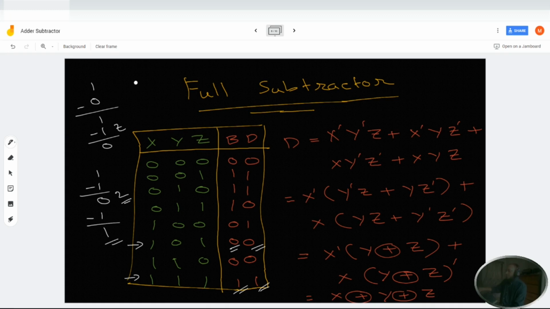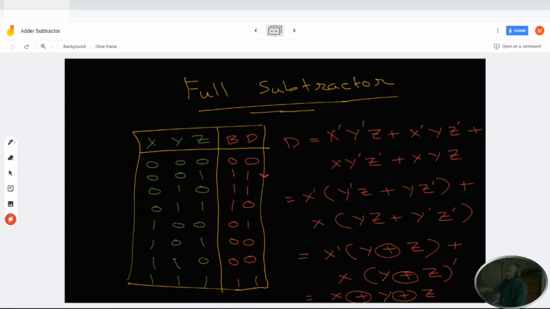Now let's see how we can find the Boolean expressions for difference and borrow. For D we have ones in these positions, so for this one we will write x prime y prime z. For this one we will write x prime y z. For this one we have x prime y z prime. For this one x y prime z prime. For this one x y z. So I have written it here.